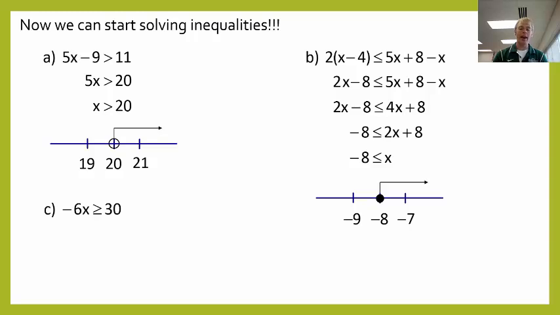x. When I graph this, though, I've got to be careful. I am looking for the numbers. If -8 is less than x, what I'm really looking for are the numbers that are bigger than -8, right? So I put a closed circle at -8 and draw my arrow to the right.